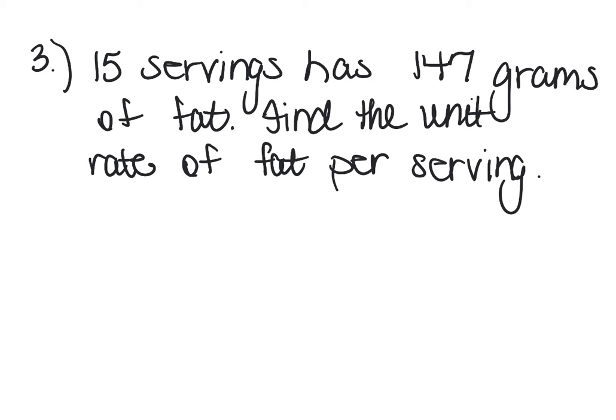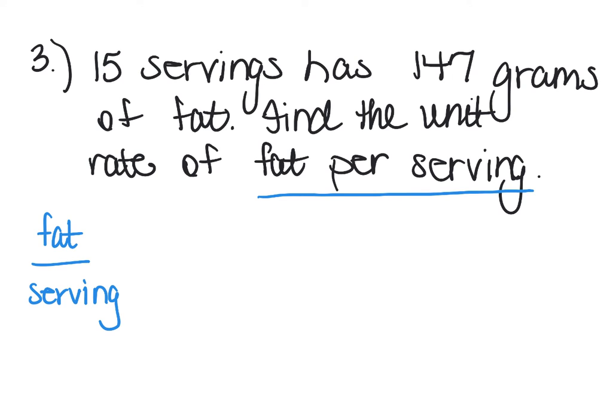Okay, this part's really important and I want you to underline it. Do you see how it says fat per serving? What that means is fat per is your division line, serving. So that's how I'm going to write that. Find a unit rate of fat per serving. So that per is in reference to that division line. So my fat, even though it was written second, is going to actually be on the top because they're asking me to calculate per serving.